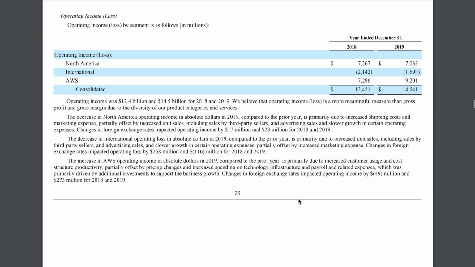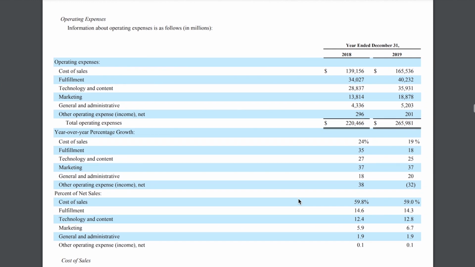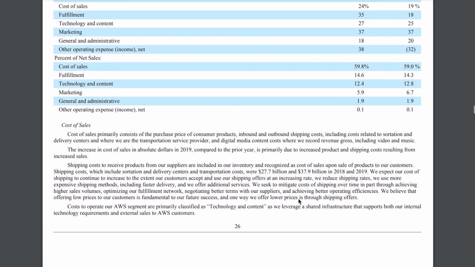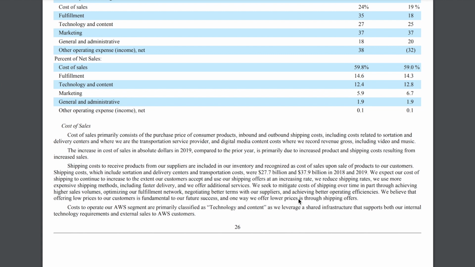Going back down to their operational expenses, we can see $165 billion went into the cost of sales, which is the direct cost to provide the goods or services. Usually you can find the exact definition below or somewhere else in the 10K. Amazon considers their cost of sales primarily consisting of the purchase price of the consumer products, inbound and outbound shipping costs, including costs related to sortation and delivery centers, and where they are the transportation service provider, and digital media content costs, where we record revenue gross, including video and music.